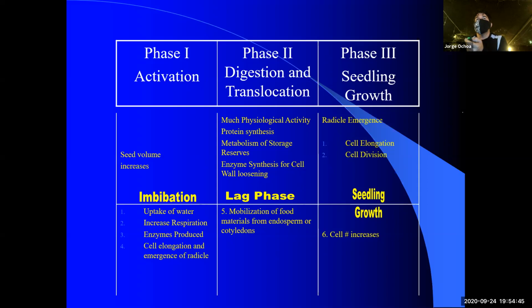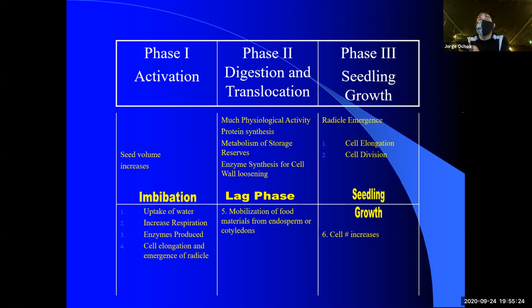Later, in the digestion process, a lot of protein is made for growth, the metabolism increases, and the enzymes begin to loosen and digest the stored energy. Then the food begins to move to the different areas where the plant needs it. That gives the energy for cell elongation and cell division, which increases the cell number and allows the stem to get thicker, taller, bigger, and the plant begins to grow.